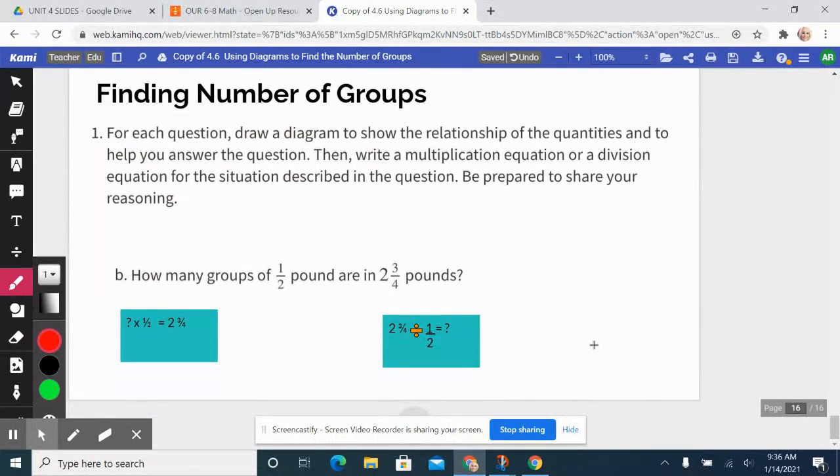And then your final one is right here. We're just writing multiplication and division equations. So how many groups of half pound are in 2 3/4 pounds? So something times half makes 2 3/4. And then this multiplication answer starts your division equation. So 2 3/4 divided by half makes something. Okay, so you're going to join class and we'll start the practice.